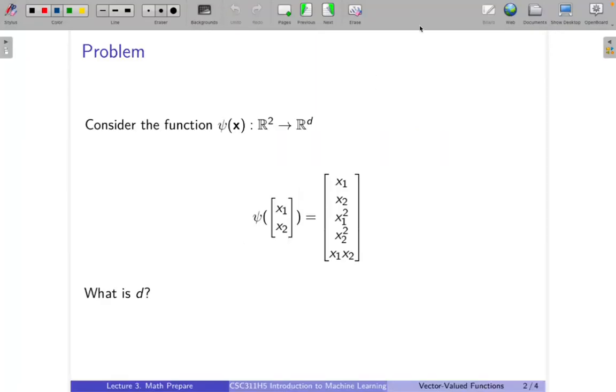So the goal of this problem is to familiarize everybody with the notation that we're using in next lecture. So we have this particular function here. It is a vector valued function, meaning that its output here is a vector. Input here also happens to be a vector as well. And here's the function. Question is, what is D?